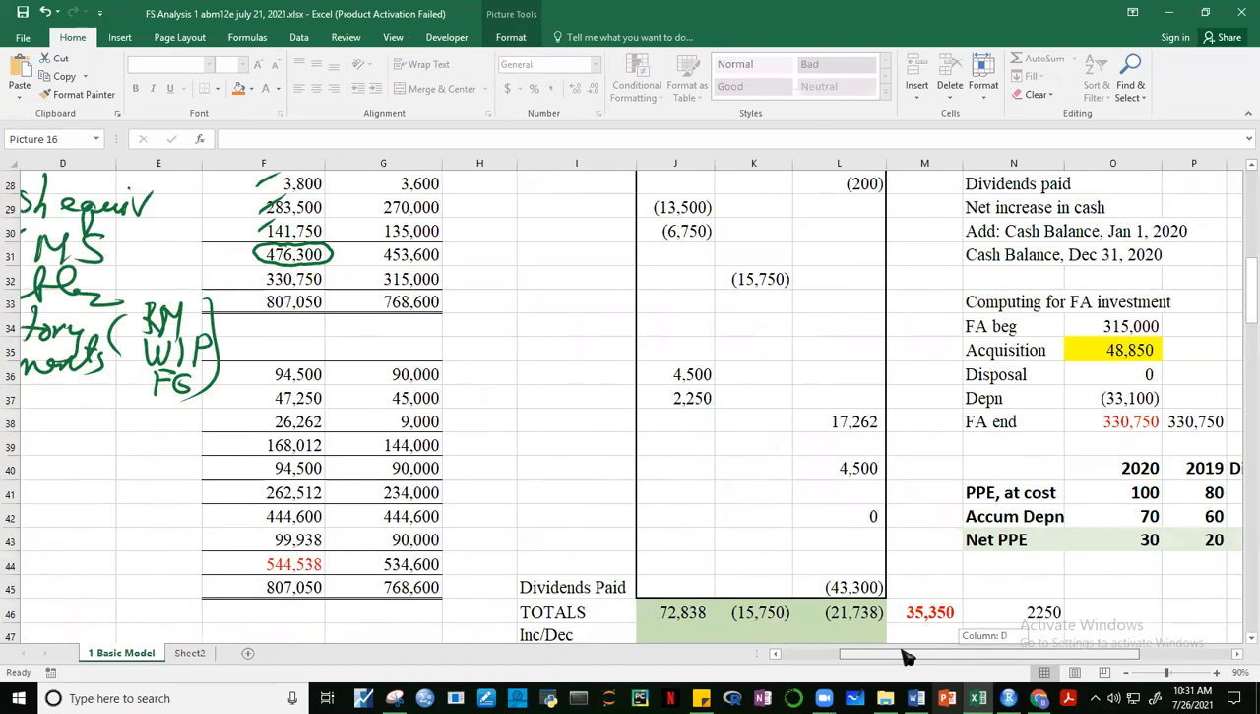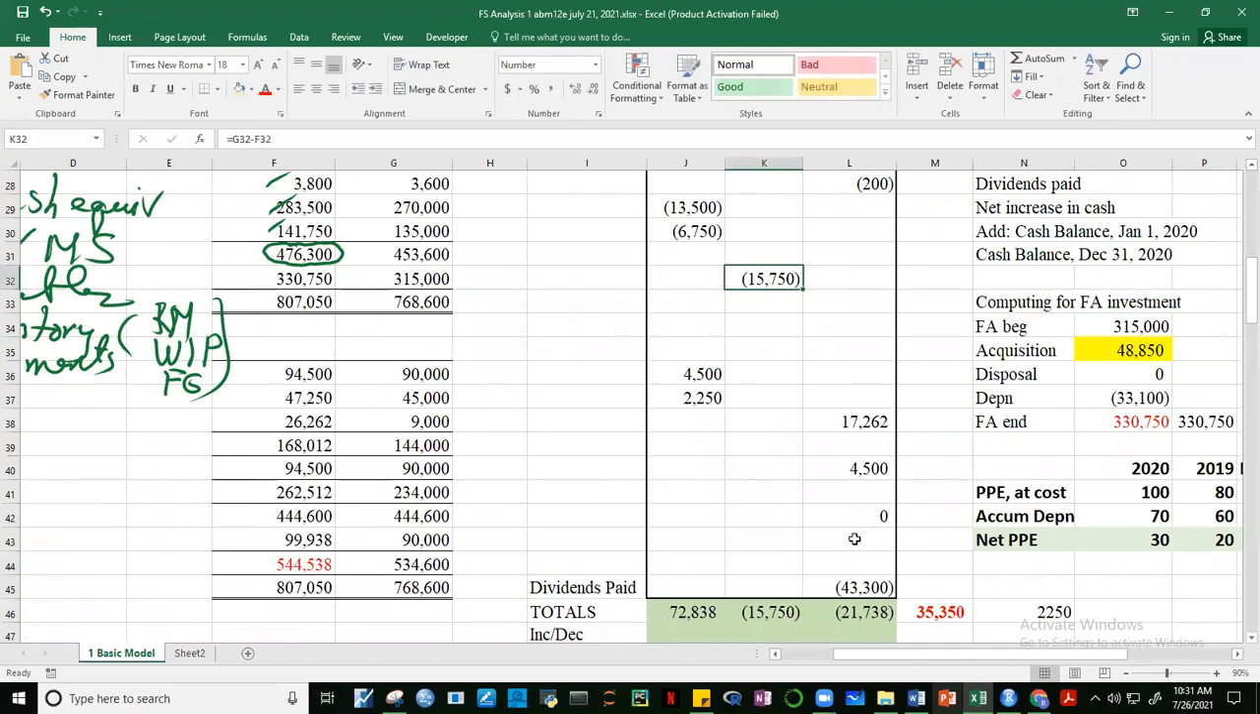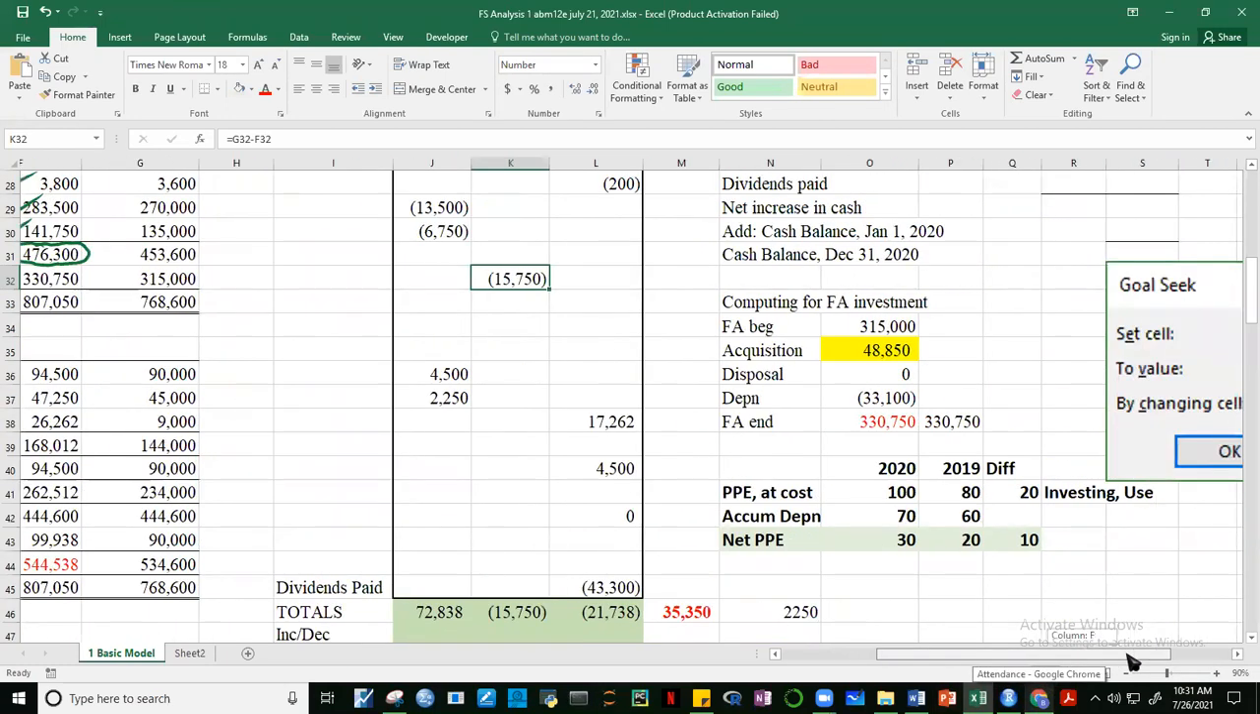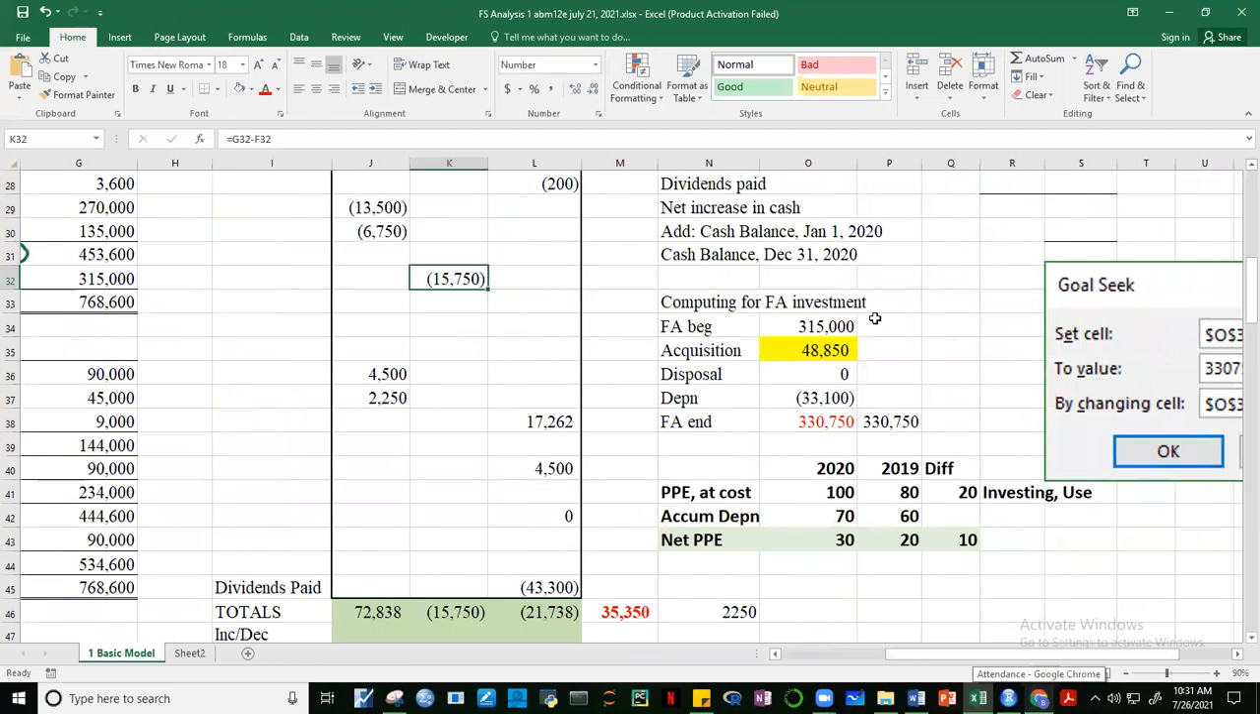Okay, so we can now remove this. So how much will be our investment, guys, in fixed asset? It will be 48,850. Source of cash or use of cash? Use. Use of cash, no?